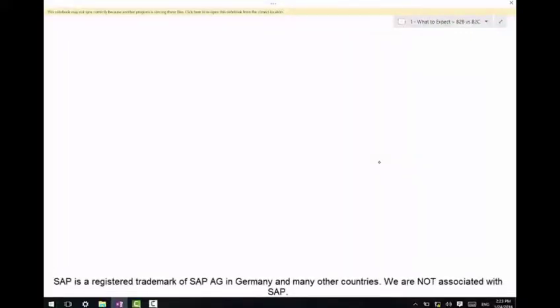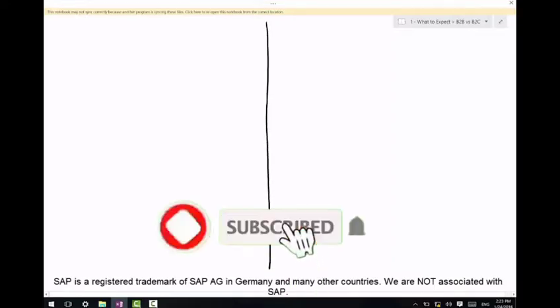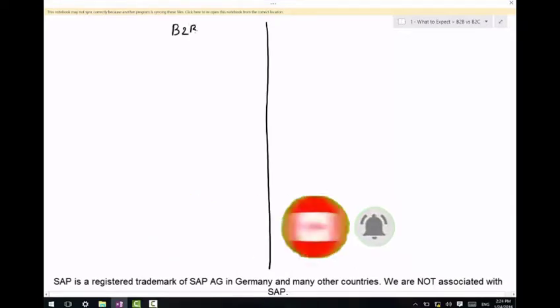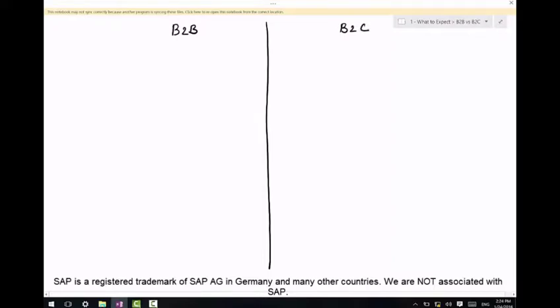The next thing that I want you to understand is the perspective that you should be taking when you're learning SAP. Typically, there are two different kinds of ways business transactions can happen. One is B2B, the other is B2C. B2B stands for business to business. B2C stands for business to consumer or customer.